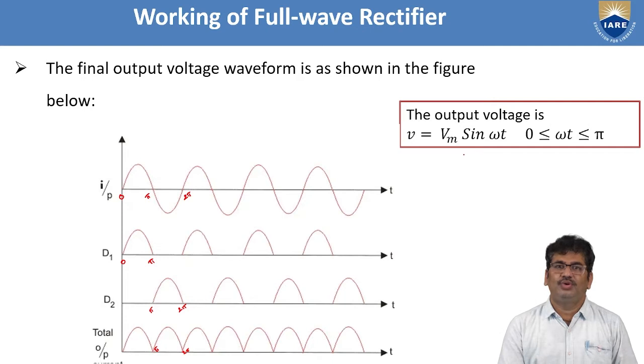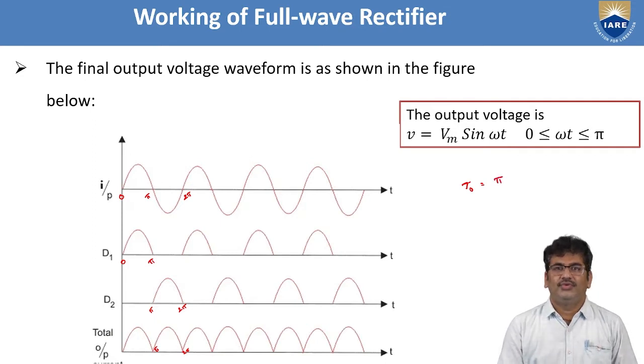So we can write the output voltage V is equivalent to Vm sin omega t, for 0 less than or equivalent to omega t less than or equivalent to pi. Here, if I take T naught as the time period for the output signal, we can take it as pi.